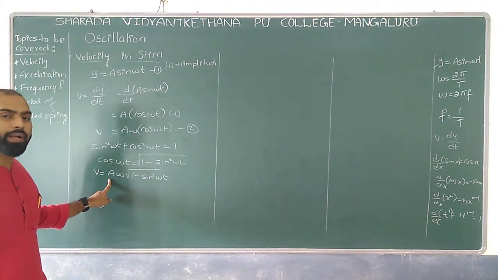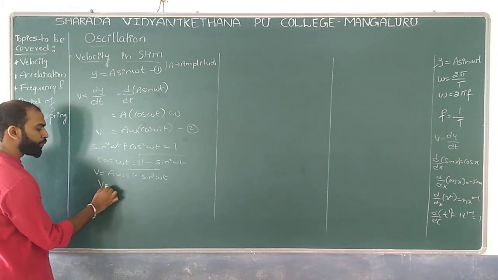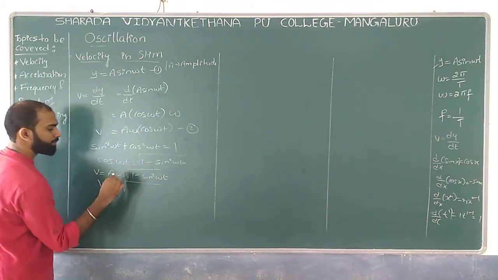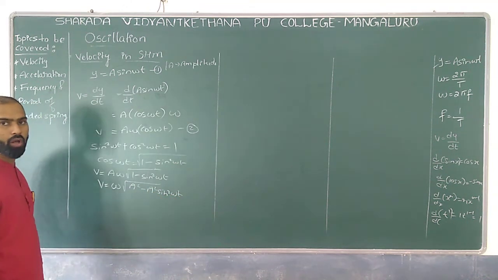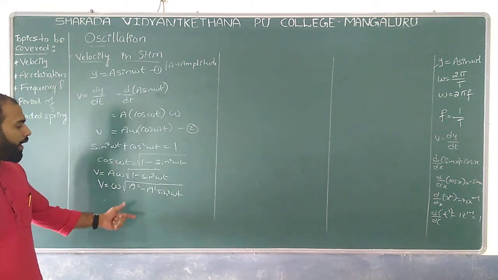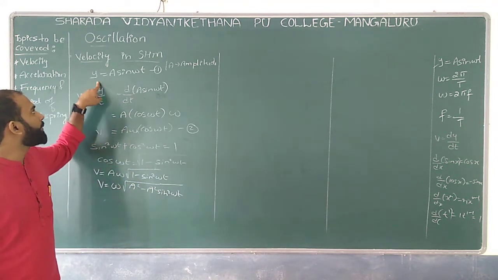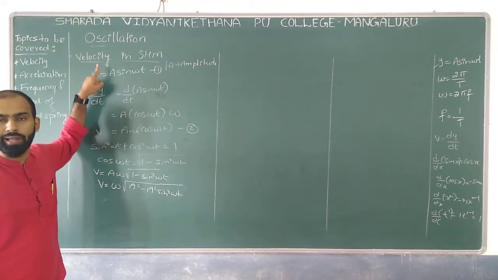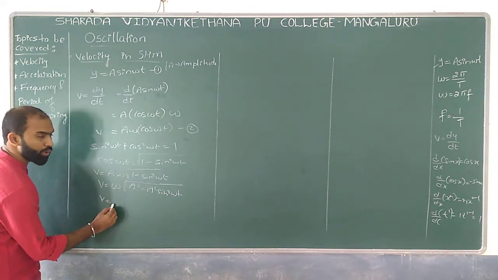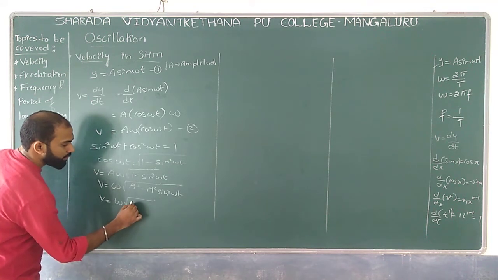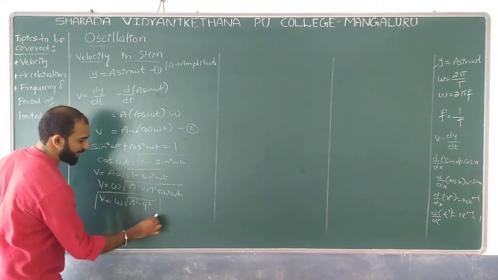Yes. So now what I do here is multiply A inside the square root. If I do so, V is equal to omega of square root of A square minus A square sin square omega t. Yes or no? Yes. So now, you think and give me the answer. We had y is equal to A sin omega t. If I have A square sin square omega t, can I replace this as y square? Yes. So now V is equal to omega into square root of A square minus y square. This is the relation of velocity we can expect.